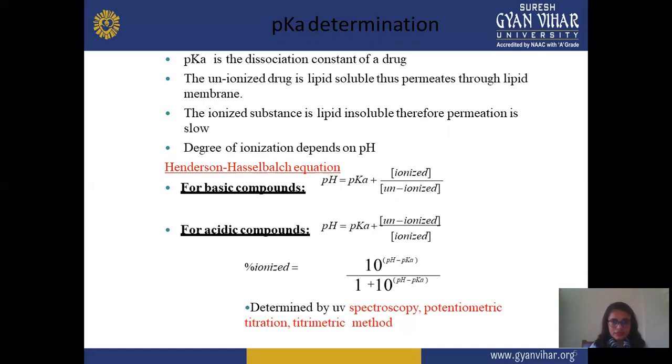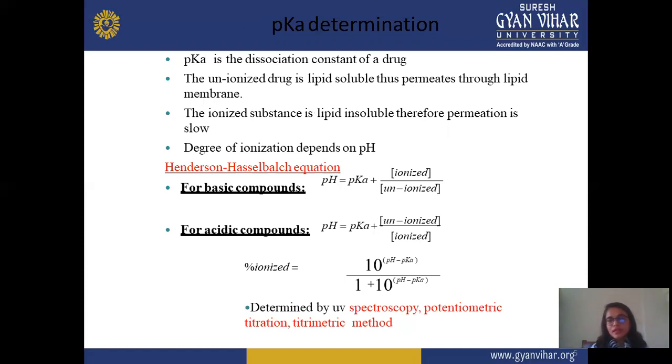Suppose your drug is unionized and lipid soluble in nature, then it permeates through the lipid membrane because it's lipid soluble and oil soluble, and in an unionized form. So it should have more solubility and easily cross the membrane. And similarly, the opposite holds for an ionized substance.